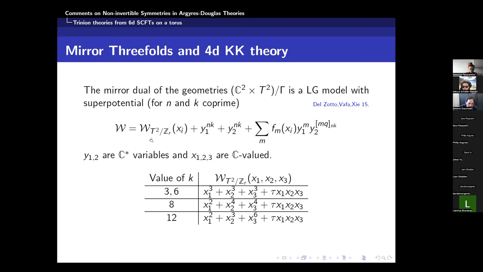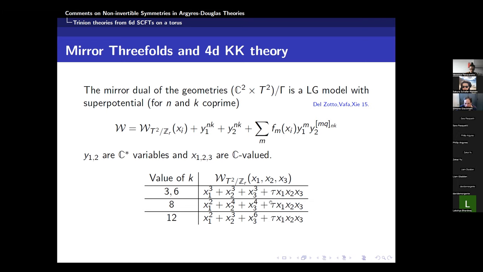Here we have a contribution coming from the orbifold on the torus. Here is just the orbifold action on the torus, which is k or k over 2, as I've mentioned before. Okay, this takes the following form depending on the value of k. And here we recognize exactly a part of the hypersurface singularities describing the trinium series I'm looking for.